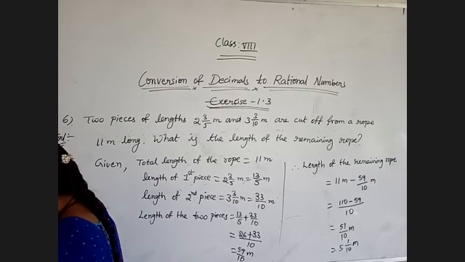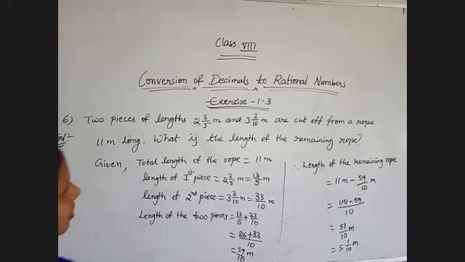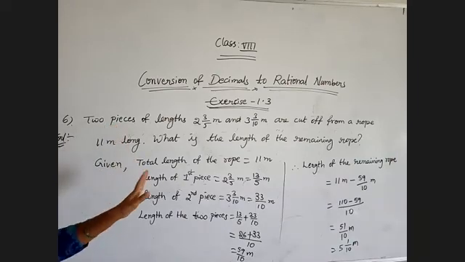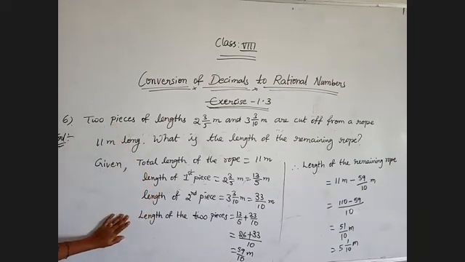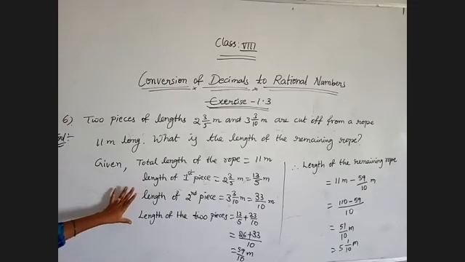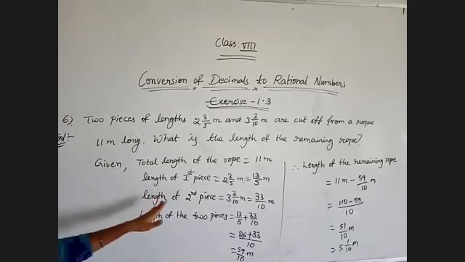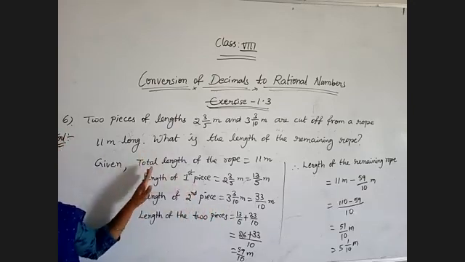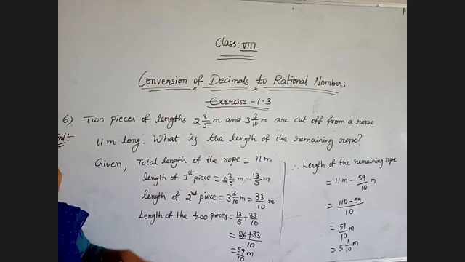Now coming to the next problem. Once again I am repeating this. Whenever it is given that something is divided into some pieces, and they ask for the length of the remaining piece, first of all find out the length of those pieces, then subtract the sum from the total length, then you will get the remaining rope, as I showed just now.